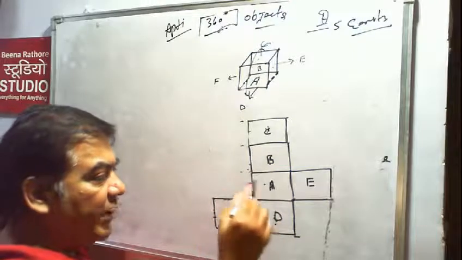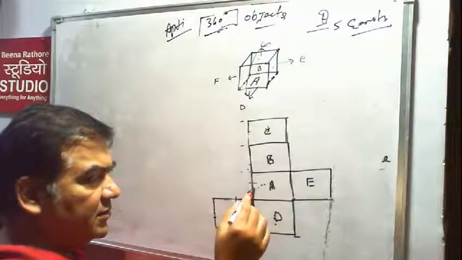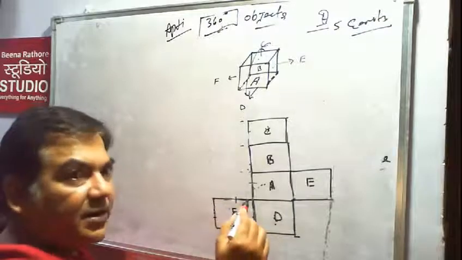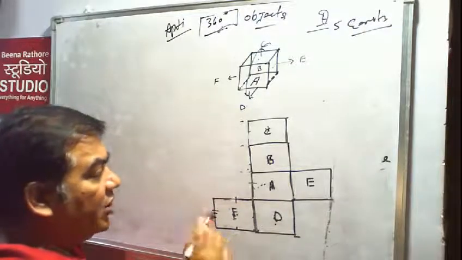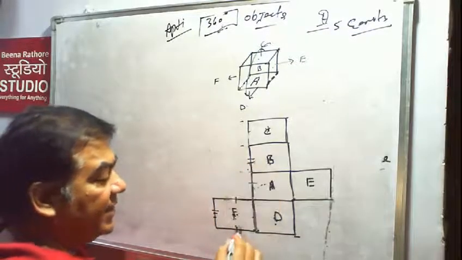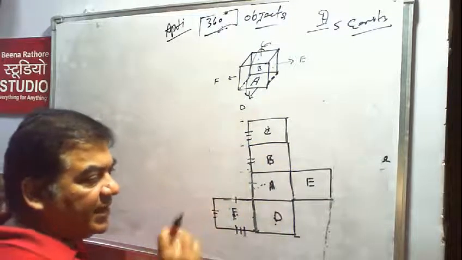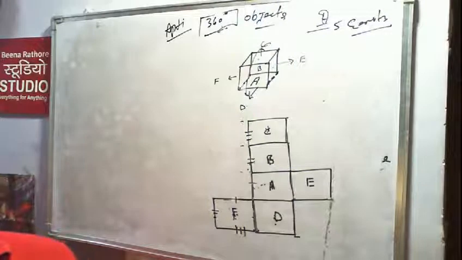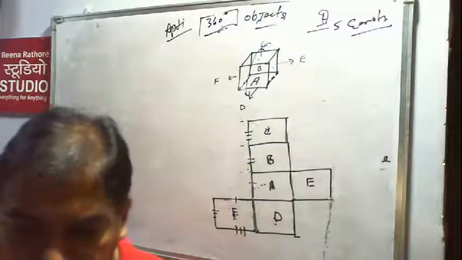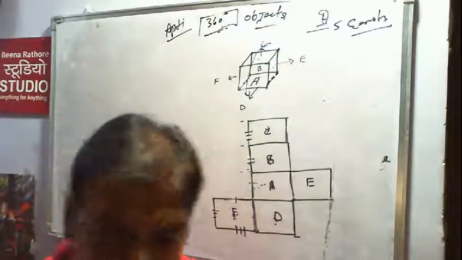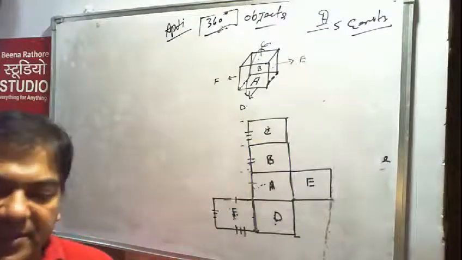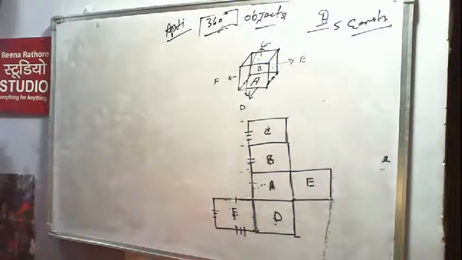If F will go here, then it will be a common line. And this line will be common to this line, and this line will be common to this line. Say yes if you get this thing. Say yes over the chat, please. Say yes, please. Or should I repeat it?